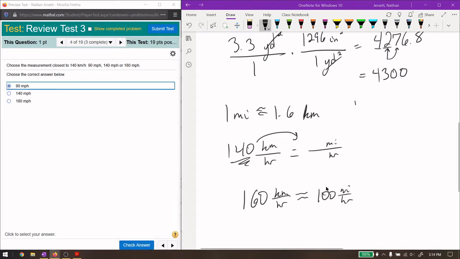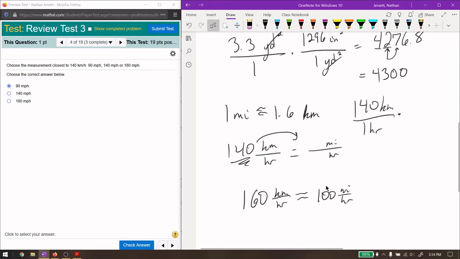You can, of course, just do 140 kilometers per 1 hour times 1 mile over 1.6 kilometers. And that way the kilometers cancel, the miles do not cancel. And there we have miles per hour. But it's going to be close to 90.